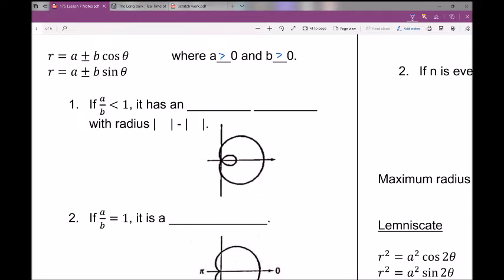And if A over B is less than 1, we know that it's going to have an inner loop. The inner loop is just this little piece right here that looks like a loop on the inside. And the way we get the radius of that is we just take the absolute value of A minus the absolute value of B. Okay, so that's the first kind.